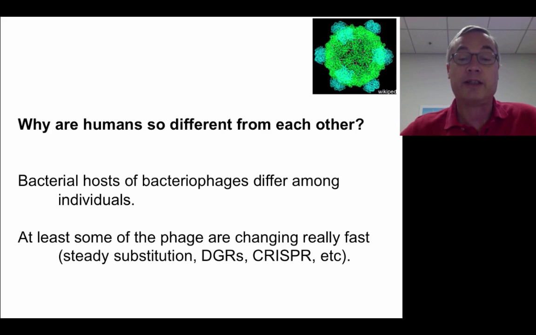So the fact that we have different bacteria in our gut, individual by individual, and phages are predators on those bacteria, presumably will help make it so that we'll each have different phages as well, preying on the different bacteria that we house. That's almost certainly part of it. But we think there's another piece here, which we found in the study I just described, which is that at least some of the phage are changing really, really fast. And we can specify some of the mechanisms: steady substitution, as in the Microviridae, diversity generating retroelements, the RT targeted mutagenesis, response to CRISPRs, and other means too.